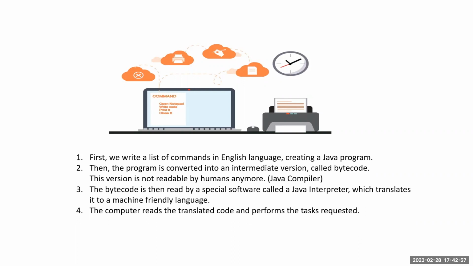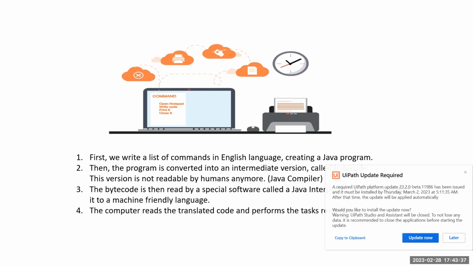That is a .java file that we are going to create initially. Once the program is done, you completed the commands and saved it, now you compile that program. When you compile the program, the program is converted to an intermediate version called bytecode. This version is not readable by humans anymore.